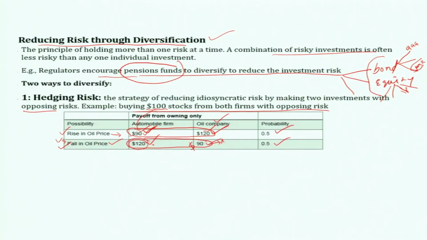Similarly, you can see with the fall in prices. So overall, what we have seen here is that the loss from one investment is being compensated by the gain from another investment. This is a strategy called hedging a risk.